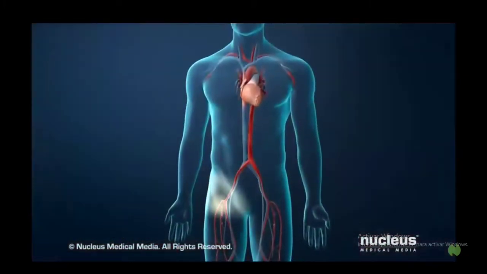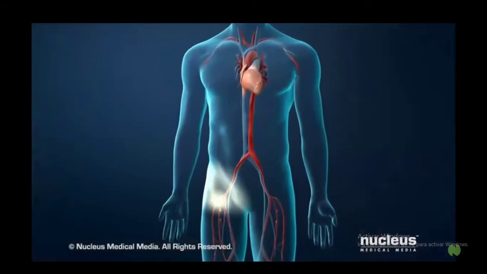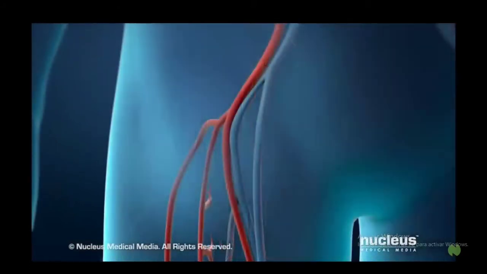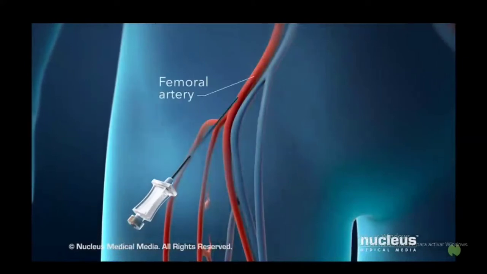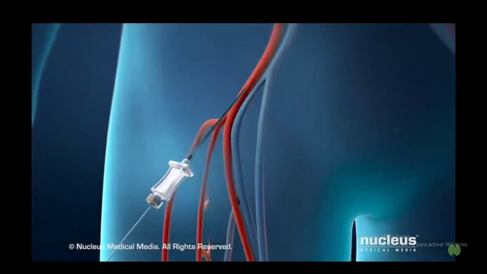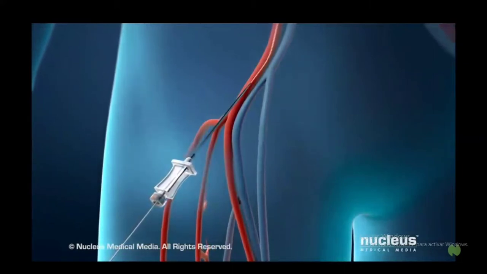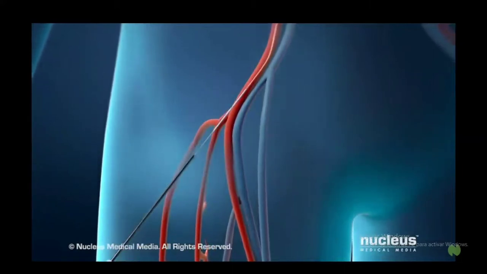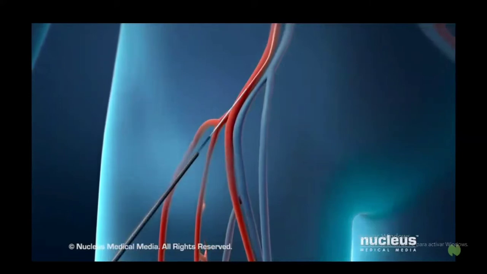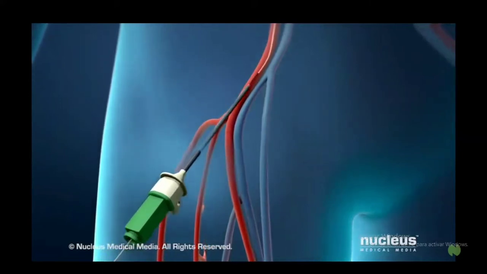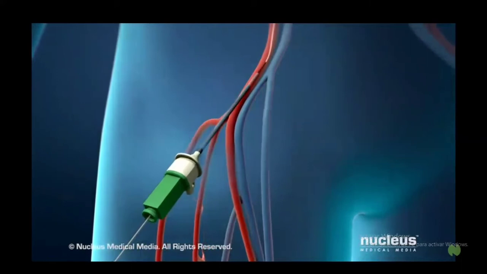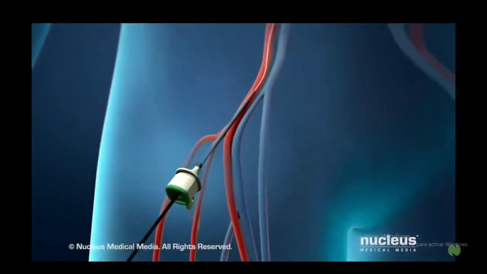To begin the procedure, the doctor will numb the skin in your groin. A needle will be placed through your skin and into the femoral artery. Next, a flexible guide wire will be passed through the needle into your artery. Then, the needle will be withdrawn. It will be exchanged for a small, flexible tube called a sheath. This permits access into your artery.